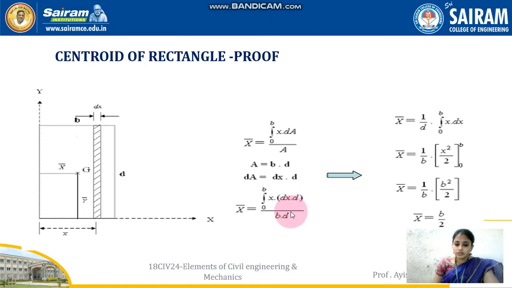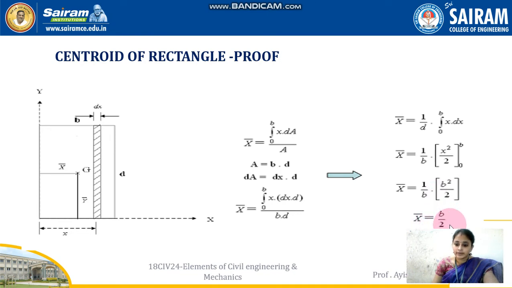After substituting this, cancel whichever is possible, like d and d will get cancelled, and b you can take out, and x dx you can integrate from 0 to b. So it is 1 by b integration from 0 to b of x into dx, right? If you integrate x, you will get x square by 2. By substituting the limits 0 to b, you will get b square by 2. So finally you will get x bar as b by 2.